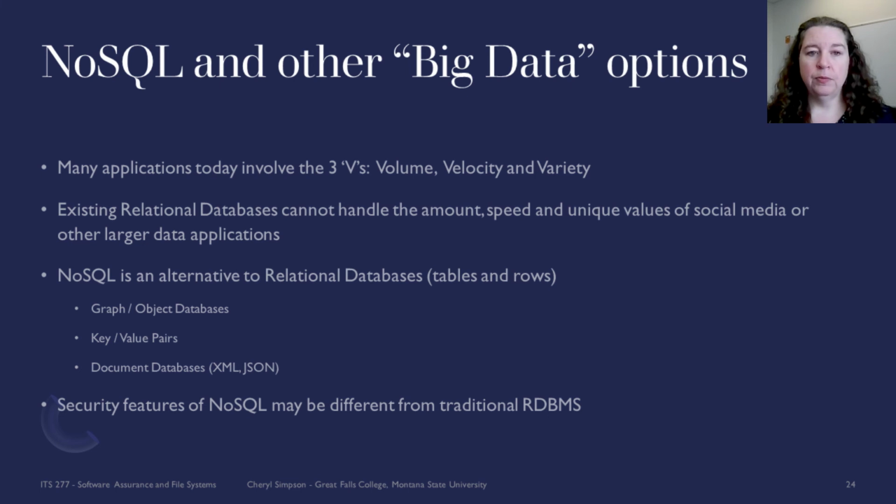We needed to evolve. We've taken relational databases that can no longer handle it and built new ways to handle it. NoSQL is not only SQL, it's an alternative to relational databases of tables and rows. We can use graph databases or object databases. We can use key value pairs. We can use document databases with XML and JSON. Different ways to store data that is not your standard relational database.